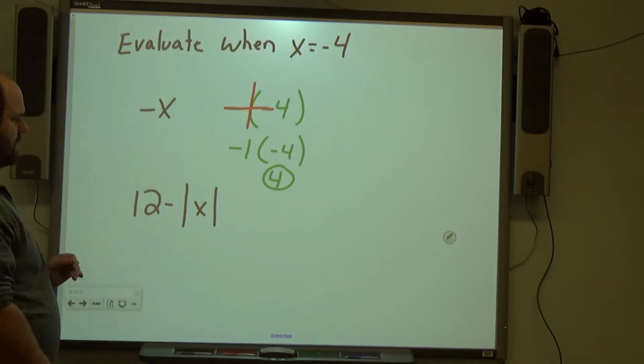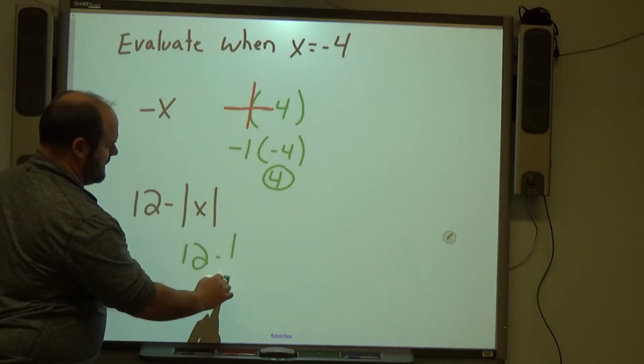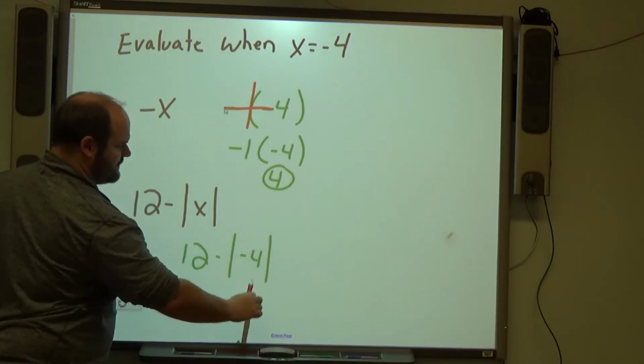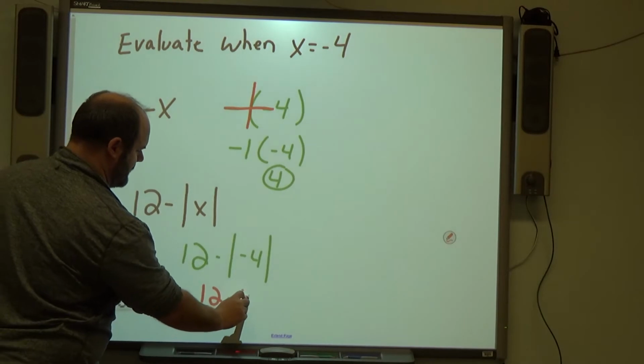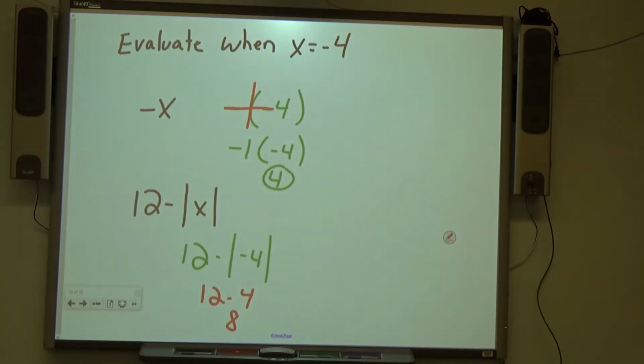Okay? Down here, we have 12 minus the absolute value of a negative 4. Well, we just learned that the absolute value of any number is positive, so we have 12 minus 4, which gives you 8. Okay? The trick is you have to remember that your absolute value is always positive.